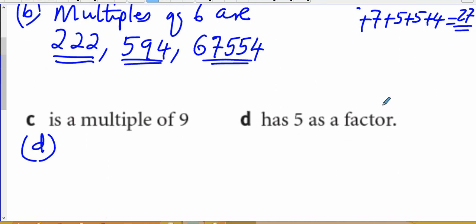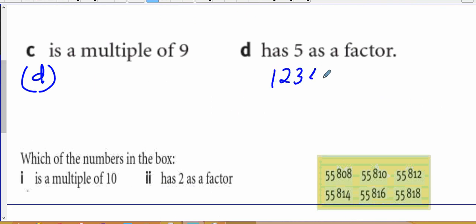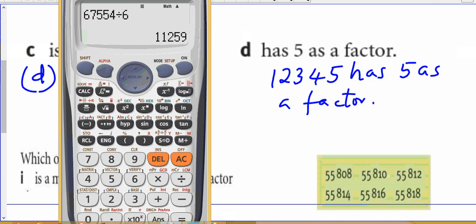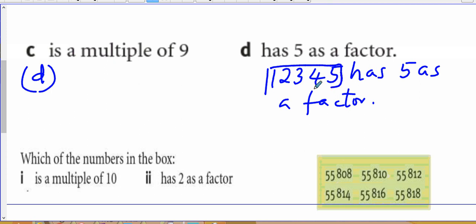So we have one number, which is 123.45. So 123.45 has 5 as a factor. And how do you check that your answer is correct? Pull out your calculator, then type the number, 123.45 divided by 5. If you get a decimal, then your answer is incorrect, or the number is not divisible by 5. See that? We have got a whole number, so that shows that this number has 5 as a factor.